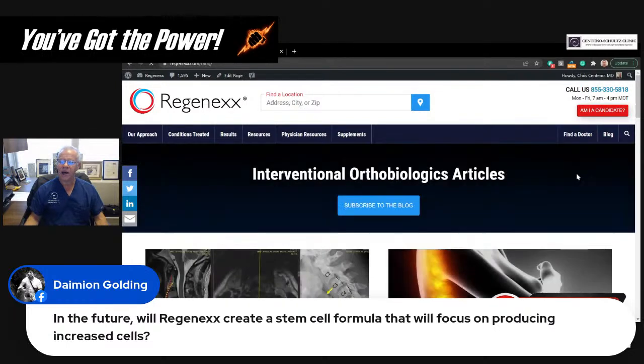Damien asks, in the future, will Regenexx create a stem cell formula that will focus on producing increased cells? Yeah, the problem is that would require a different kind of testing than the testing we did to formulate this. So is it potentially possible to do? It is. It's just a much, much bigger project than what we took on a number of years ago when we created the stem cell support formula. Our focus there was to find supplements that would help stem cells in culture do certain tasks better, and that's how we created the stem cell support formula.